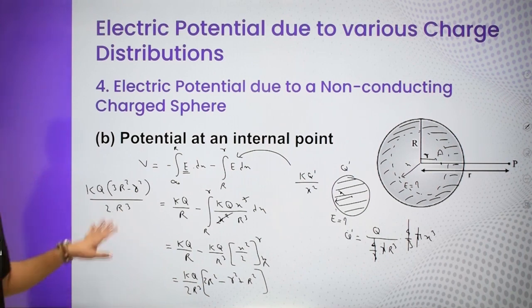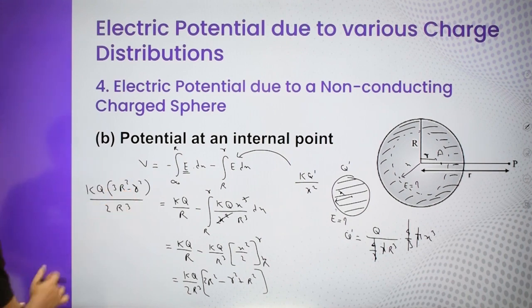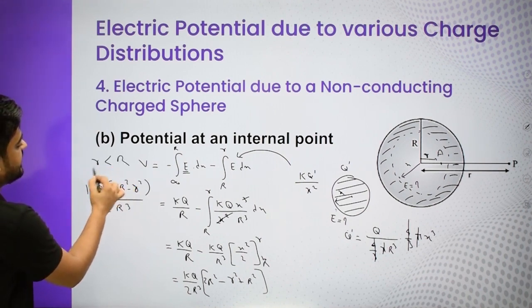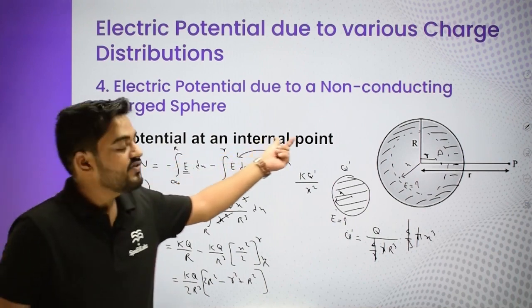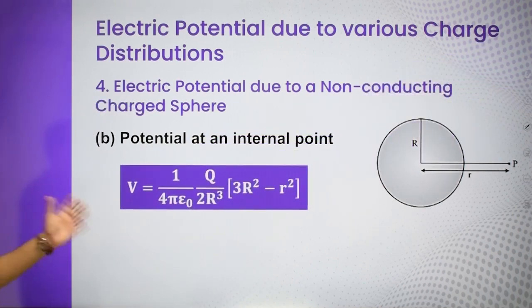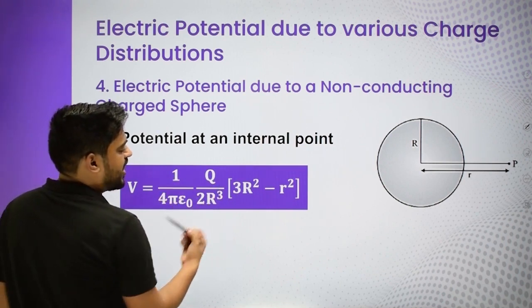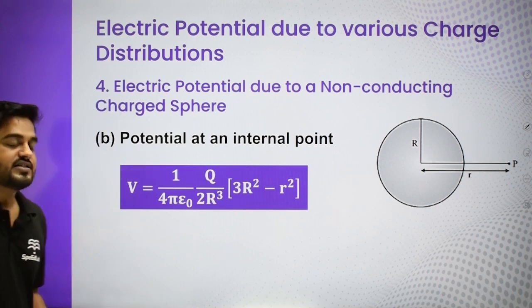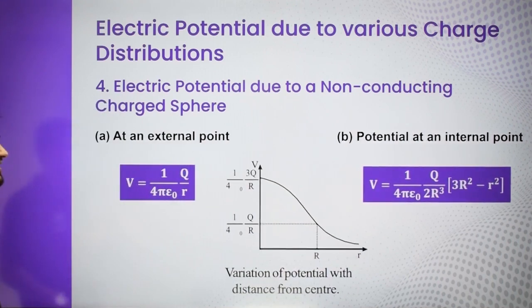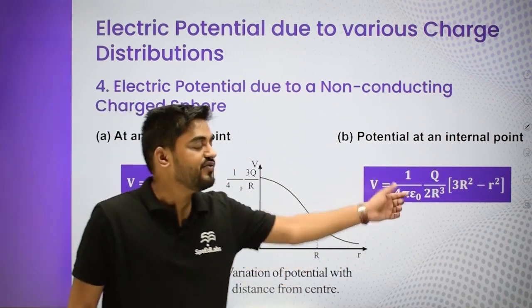So capital R is the radius and r is the distance, and this distance should definitely be such that r is less than capital R, because we are talking about a point which is an internal point. The point is lying inside the spherical non-conducting charged sphere, right? Now this is k q by 2r cube, 3r square minus r square. Now these are the graphs. So for an external point the formula was this, and for an internal point the formula was this.